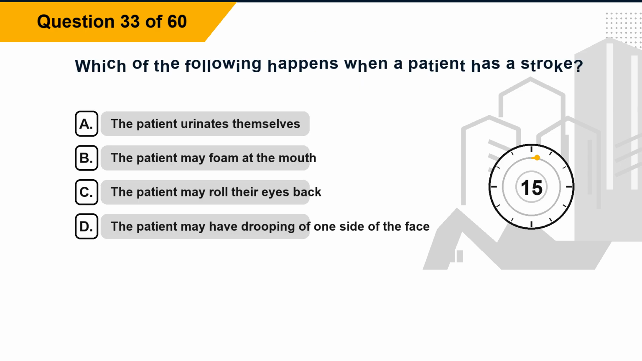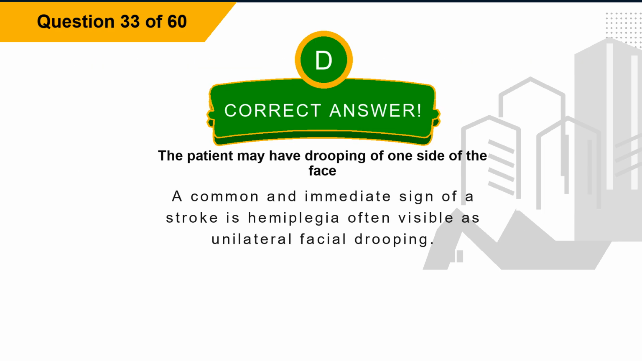Question 33. Which of the following happens when a patient has a stroke? Option A. The patient urinates themselves. Option B. The patient may foam at the mouth. Option C. The patient may roll their eyes back. Option D. The patient may have drooping of one side of the face. The correct answer is option D. The patient may have drooping of one side of the face. Explanation. A common and immediate sign of a stroke is hemiplegia, often visible as unilateral facial drooping.